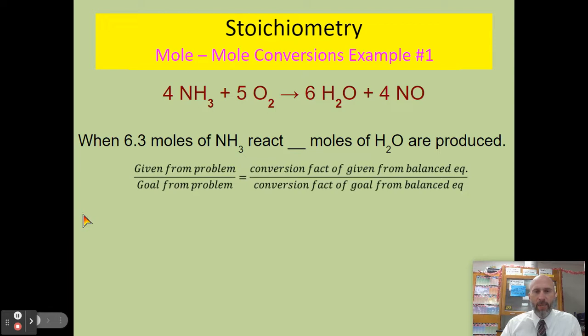When you're setting up this proportion, remember we're doing the given over the goal, and then the conversion factor on this side, that's just the ratio. Instead of the mole sentence like we did last unit, now we're going to look at the equation up top here to get our information. So the given in this problem is 6.3 moles of the NH3.